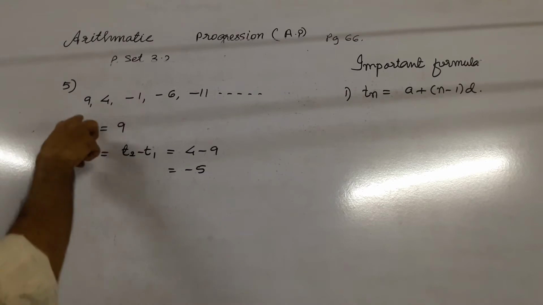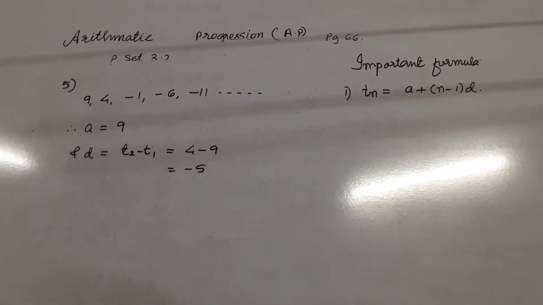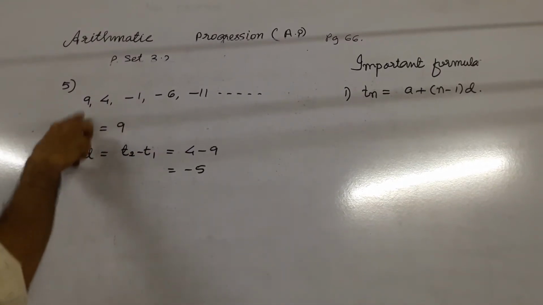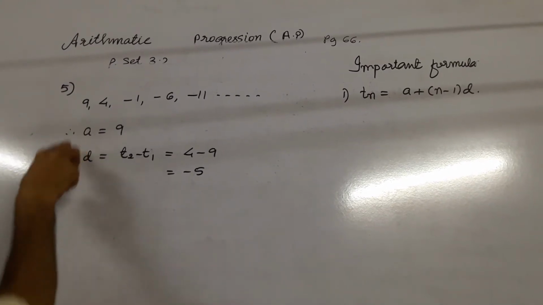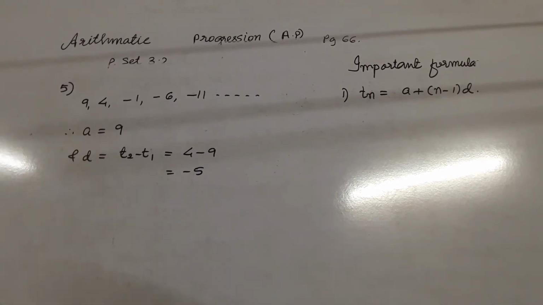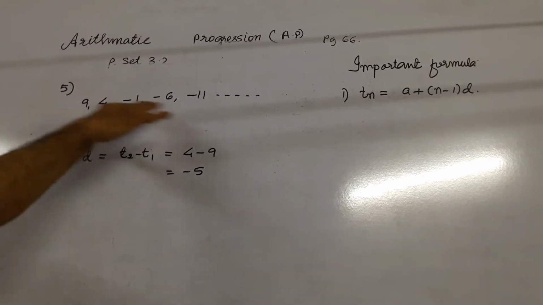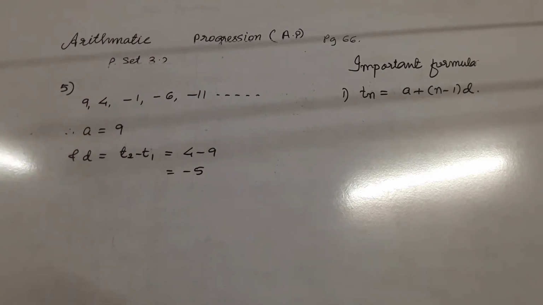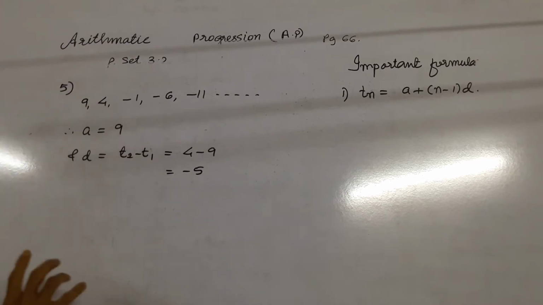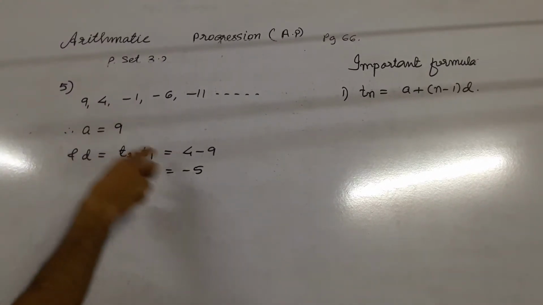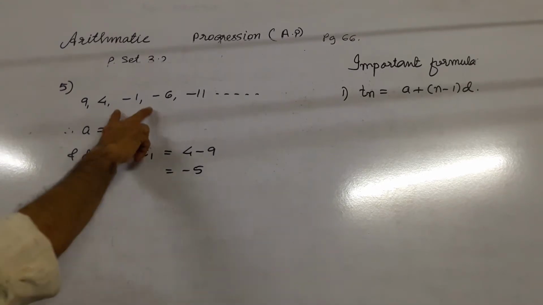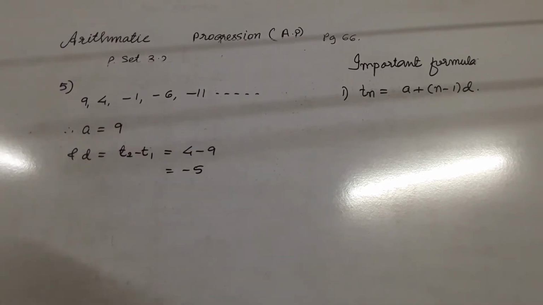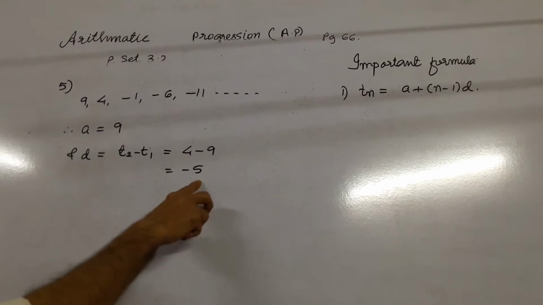You will find that the sequence is decreasing. Here the first term is 9 and therefore a is equal to 9. And d we have to find out. Now d is equal to t2 minus t1. Since it is given in AP, take any two numbers. If you take 9 and 4, then it is 4 minus 9 because t2 minus t1. So 4 minus 9 is minus 5. Even if you take any two successive numbers, you will find the difference will be minus 5.